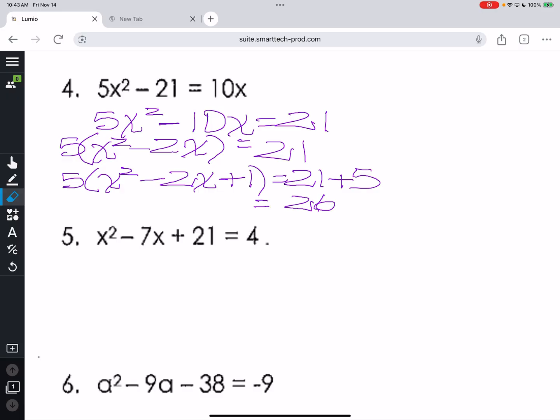And then go ahead and rewrite that. Then what do we do? 26 divided by 5. So what is our trinomial factored? What would we get? x minus 1 squared.